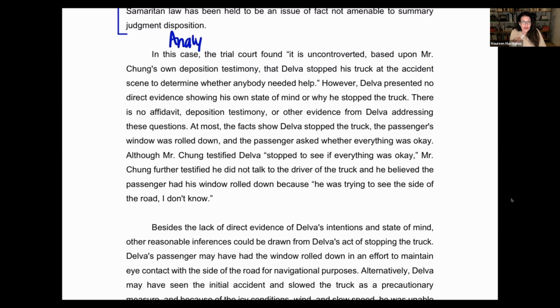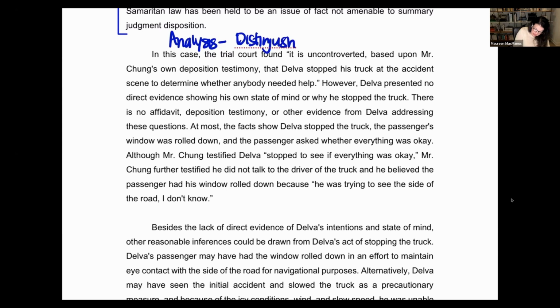It's not clear that he's pulled over to provide assistance. So I need to distinguish from this case because I want to argue that there is no triable issue of material fact, that he absolutely was pulling over to provide emergency care, and there is ample evidence supporting that. So this is analysis. And I want to distinguish because it comes to the opposite conclusion.